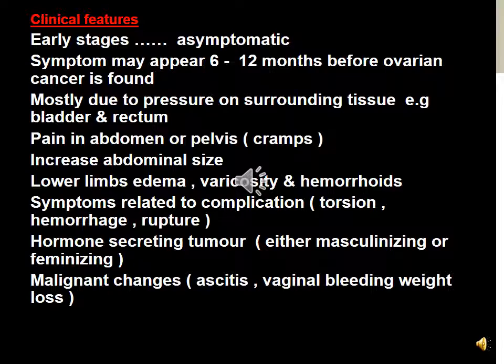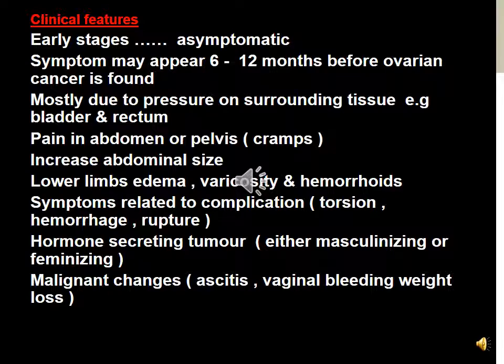The second presentation is pain. The pain may be due to heaviness, due to muscle cramps, due to the size of the ovary, or the pain may result from dysmenorrhea or dyspareunia due to a pelvic mass, or the pain is related to a complication of the ovary, especially those with long pedicles, which may undergo torsion, hemorrhage, or rupture.